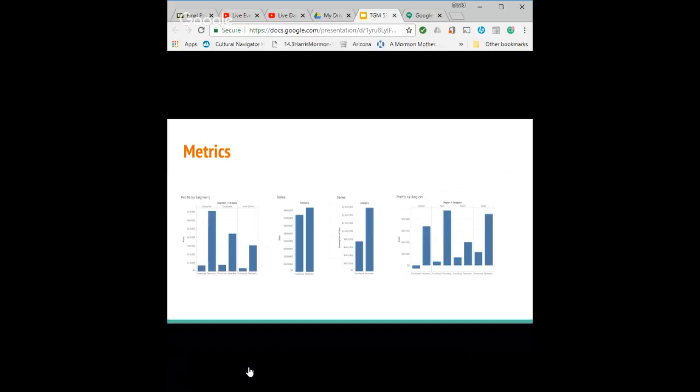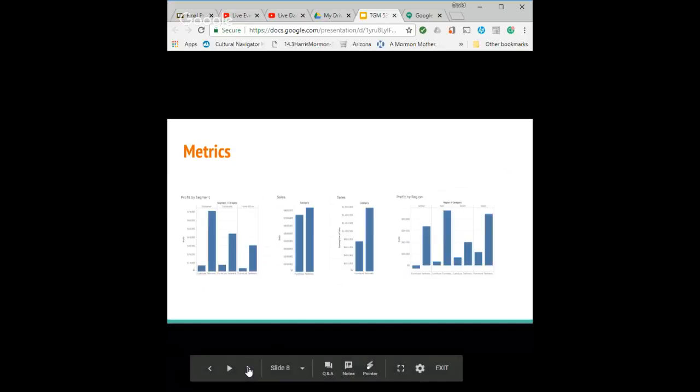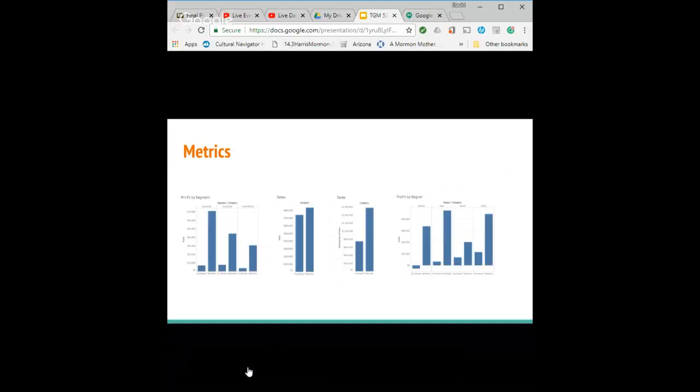The same trend follows for corporate and for home office. For corporate, it's $7,585 for furniture, while for technology, it's $44,167. Followed up by the home office, which has a sum profit of $3,875 for furniture, followed by a $30,490 sum profit for technology.